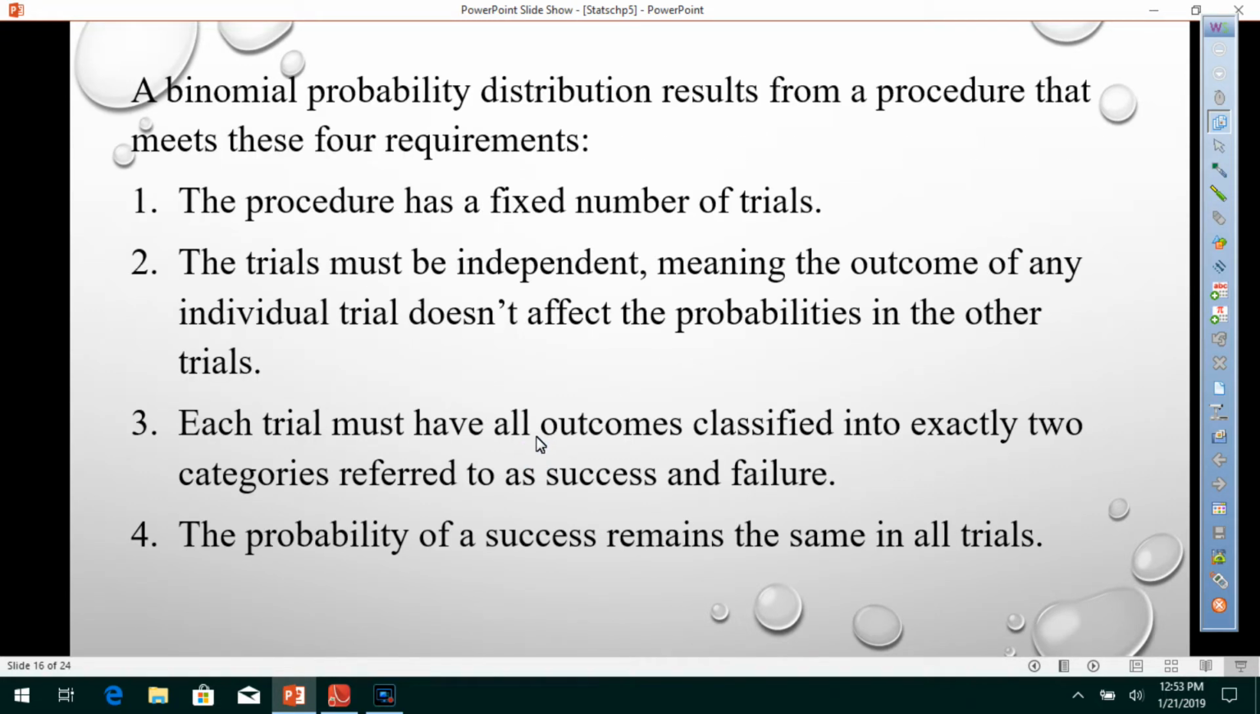A binomial probability distribution results from a procedure that meets these four requirements. The procedure has a fixed number of trials. The trials must be independent, meaning the outcome of any individual trial does not affect the probabilities in the other trials. Each trial must have all outcomes classified into exactly two categories referred to as success and failure, and the probability of success remains the same in all trials.